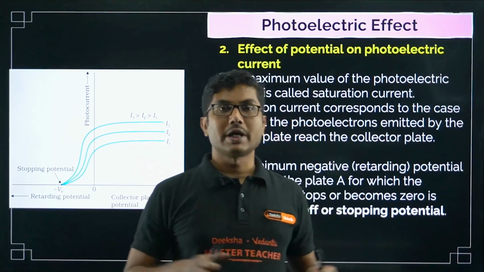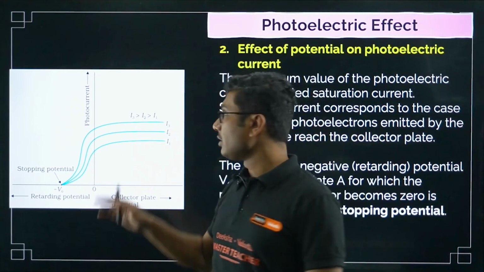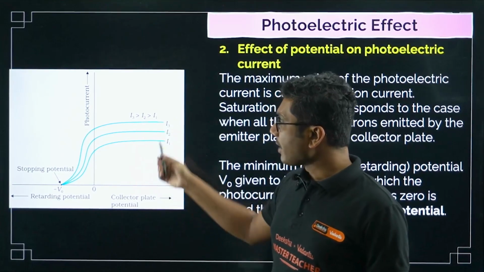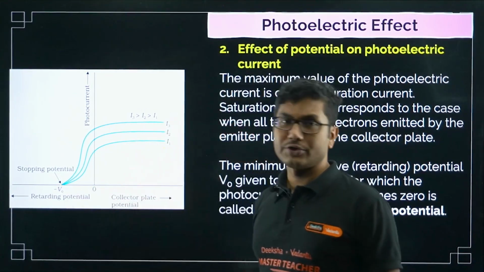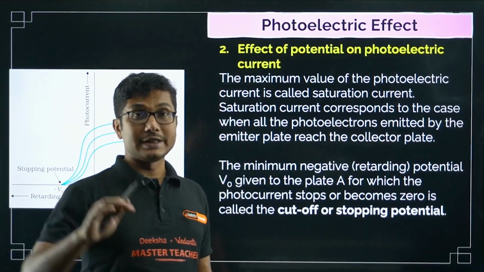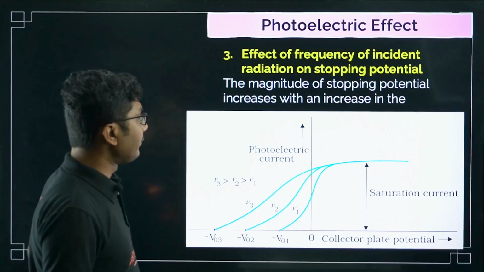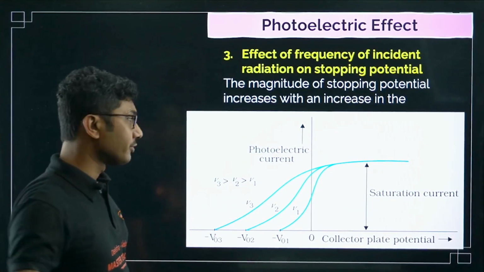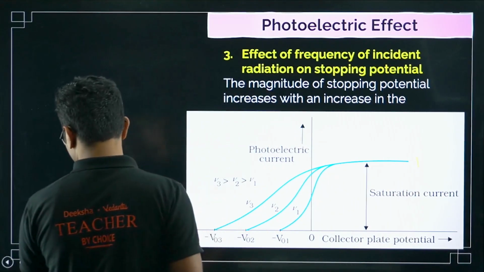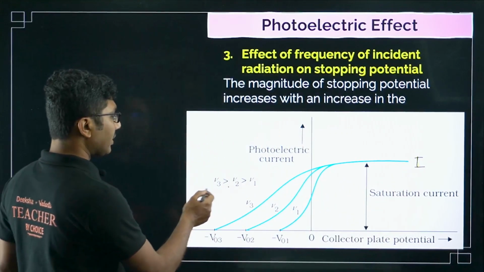Stopping potential means no current is flowing in the circuit, and this stopping potential depends on the frequency of light, not on the intensity of light. As you can see, there are 3 intensities of light, and for all 3 intensities the stopping potential is the same. So stopping potential is independent of intensity, it only depends on the frequency. If you change the frequency, stopping potential also changes. Here we have a single intensity of light, kept constant. 3 different frequencies are taken: nu 3, nu 2, nu 1.